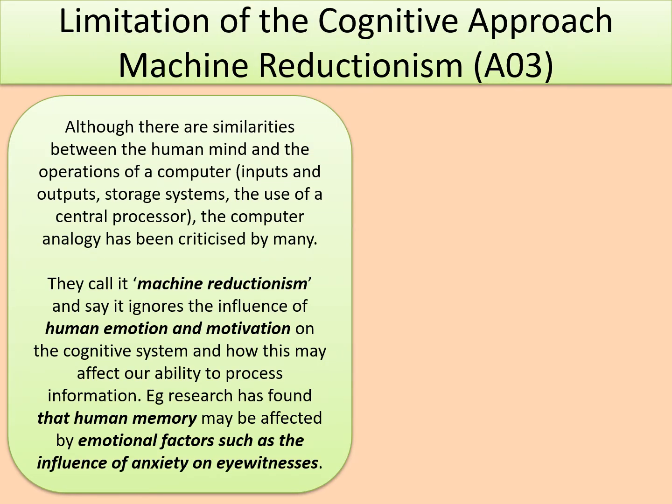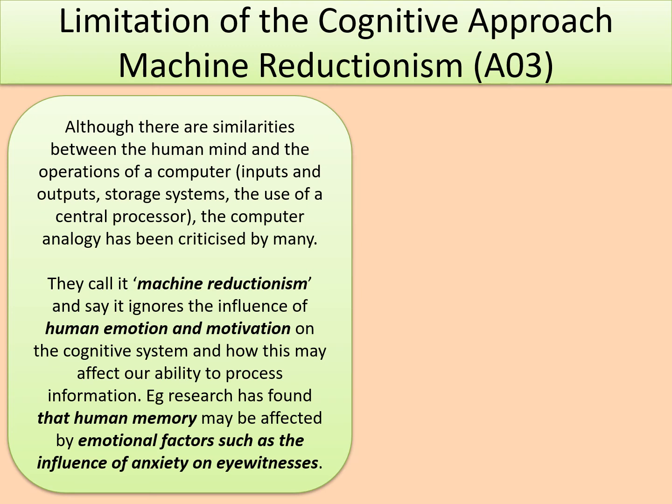A limitation of the cognitive approach is that it is criticised for being what we call machine reductionist. So in the AO1 we talked about the computer analogy and how the brain is compared to a computer, but we're not machines. You know, we are human beings and we have emotions. So although there are similarities between the human mind and the operations of a computer, like input, output, storage, the use of a central processor, the computer analogy is criticised.